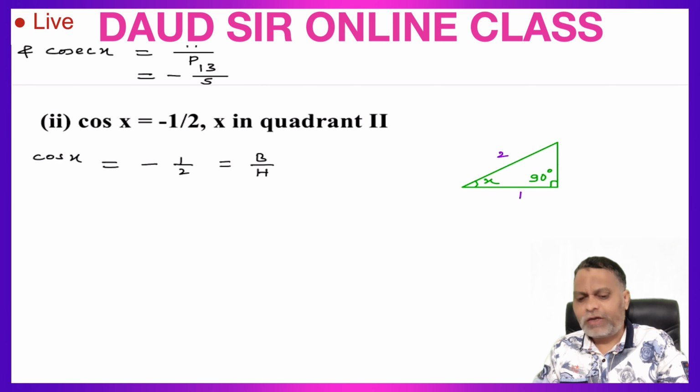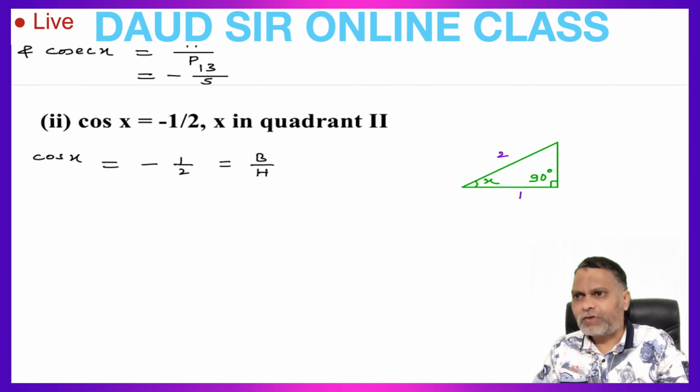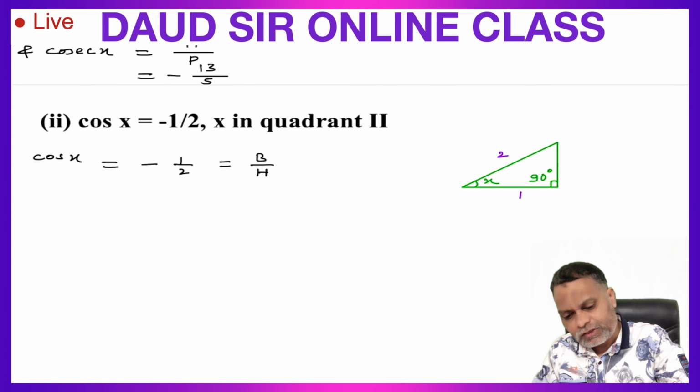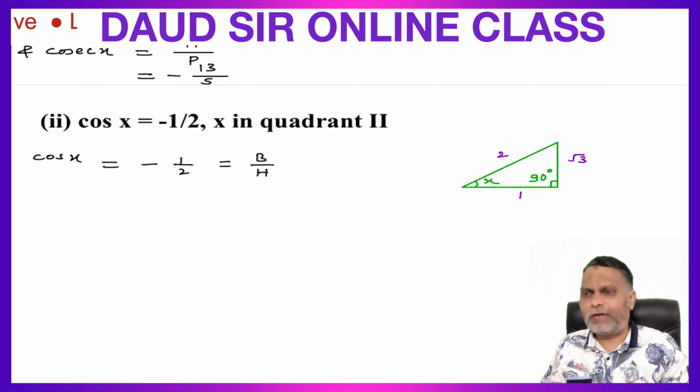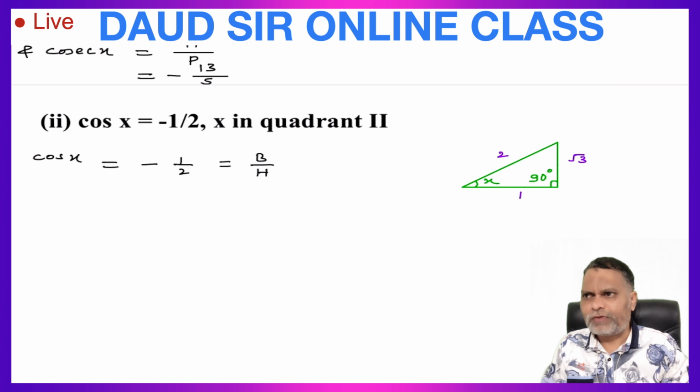Hypo square is 2 square, 4, and this perpendicular square we subtract from here. 2 square 4 minus 1 square 1, 4 minus 1 is 3. So p square is equal to 3, so p is equal to under root 3. This value is under root 3. Now we have all three sides of the right angle triangle. We can write the values of other trigonometrical ratios by using the quadrant sign.